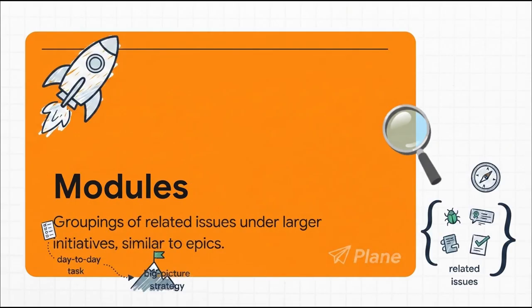Next up, we have modules. So while cycles track time, modules track your actual initiatives. They let you group related issues under those much larger product goals. Basically, think of them as epics if you're used to other tracking tools. This is the feature that keeps your big picture strategy connected directly to your day-to-day tasks.